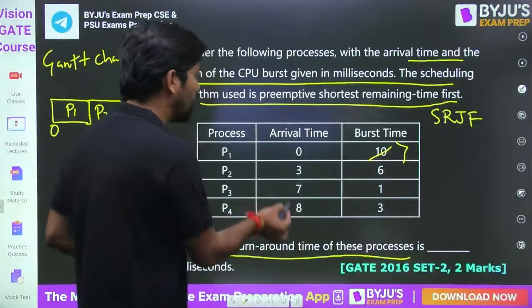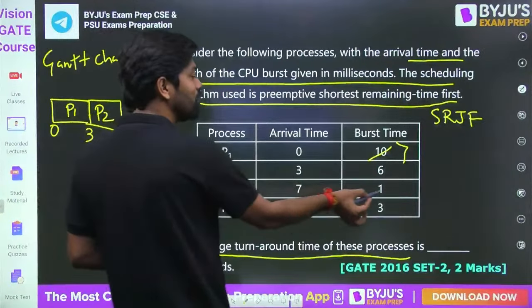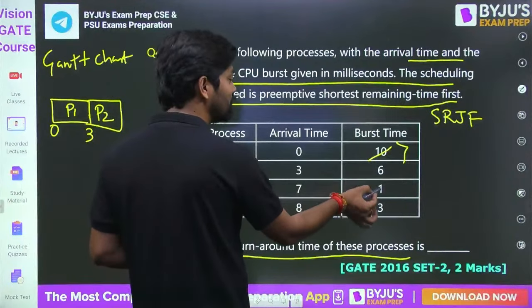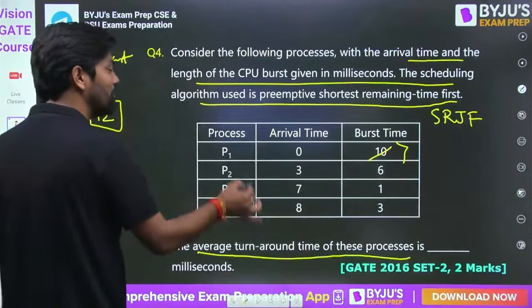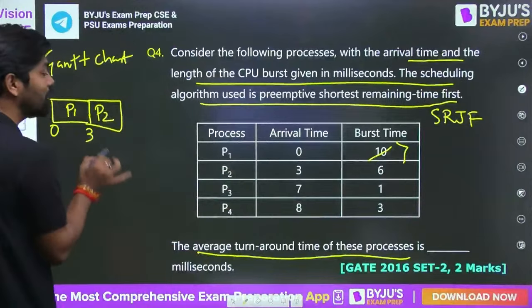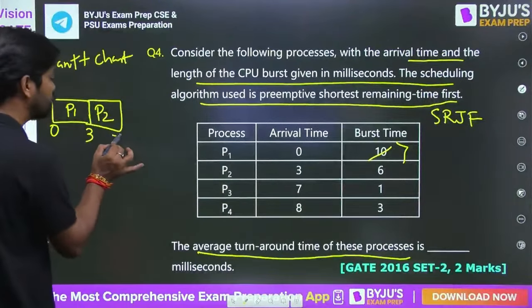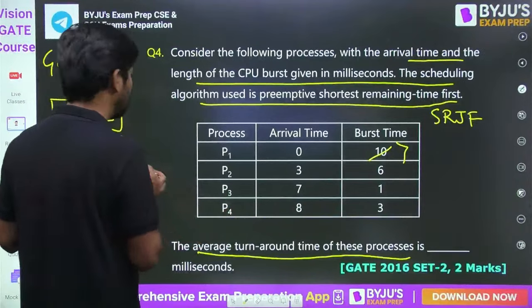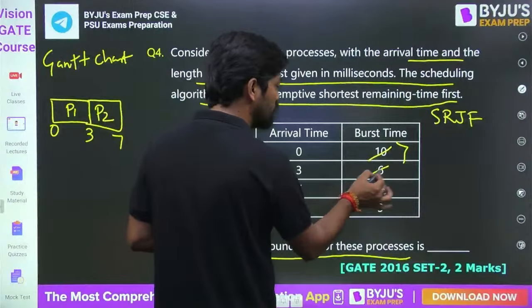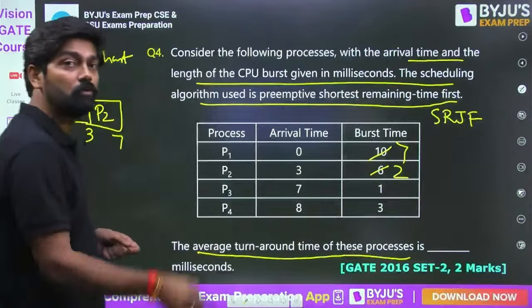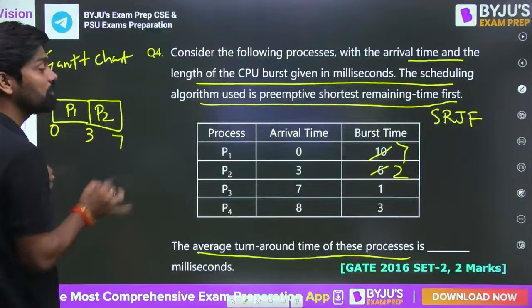It is 6. Now we need to check at 7. At 7 the burst time is 1, which is definitely lower than the remaining burst time of P2. So P2 will run till 7. It will run for 4 seconds, so 2 will be left. So P2 runs from 3 to 7.